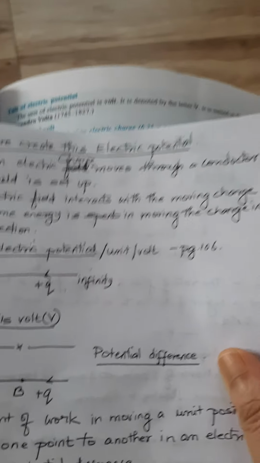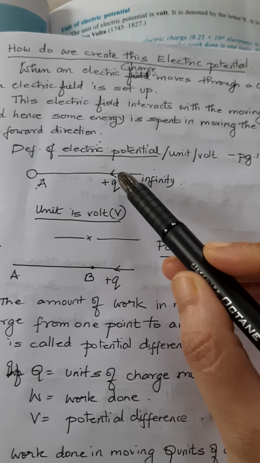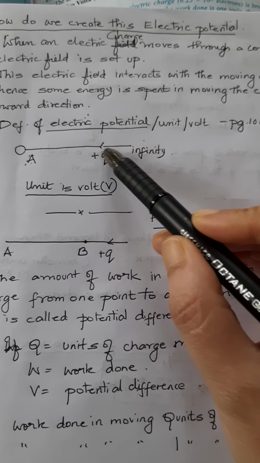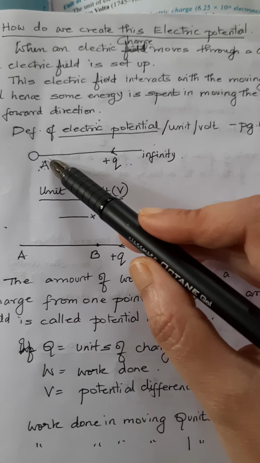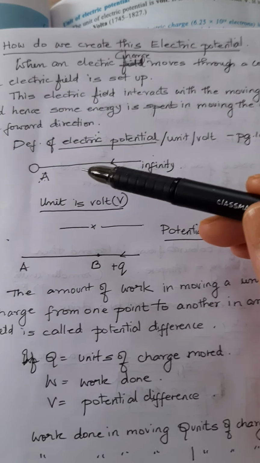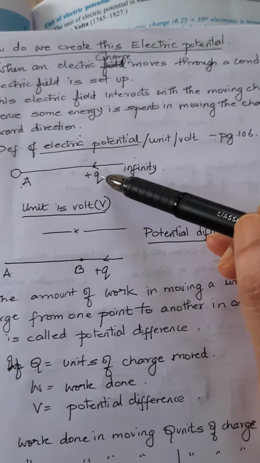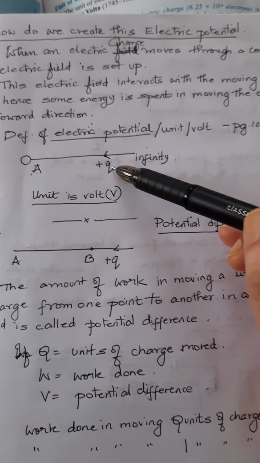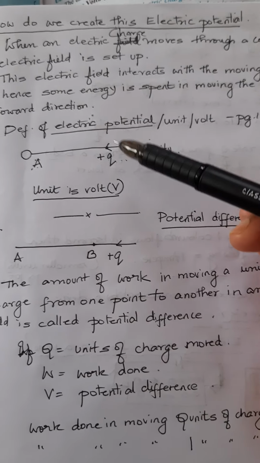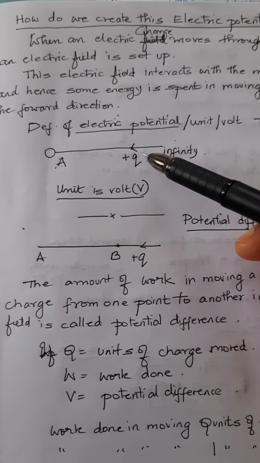Now, how do we create this electric potential? When an electric charge moves in a conductor, say this conductor is a wire, an electric field is set up. This electric field interacts with this moving charge, and some kind of work has to be done in trying to move it further in the forward direction. So this work which is done, we call the electric potential.